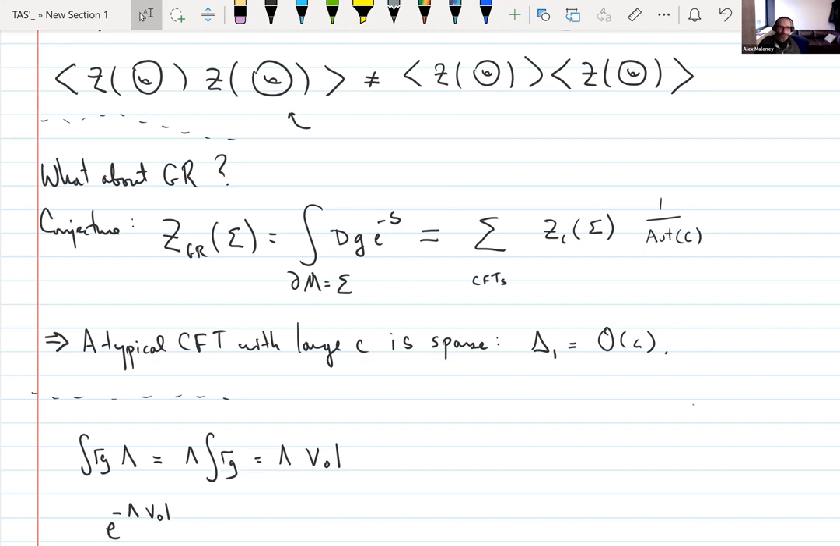If you want to, this is an interesting thing to do if you want to try and make the analogy between spin glasses and gravity as sharp as possible. Good.